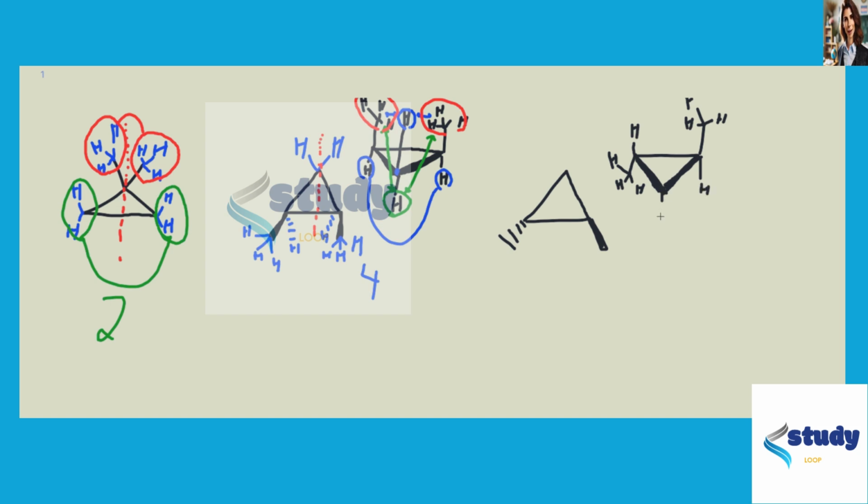And on this upper carbon, we have 1 proton up, 1 proton down. So if we look, once again, starting with this central one, we see that this proton is cis to this methyl group, but is trans to the bottom methyl group. And the same is true for this bottom proton. This bottom proton is trans to this methyl group, but it is cis to this methyl group.